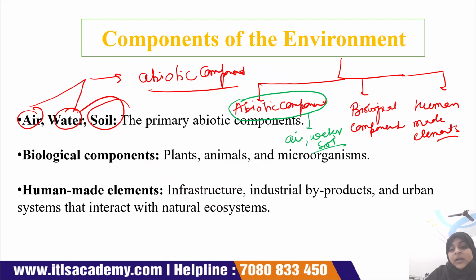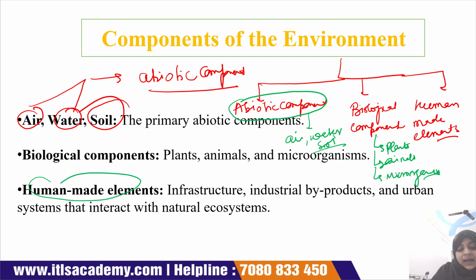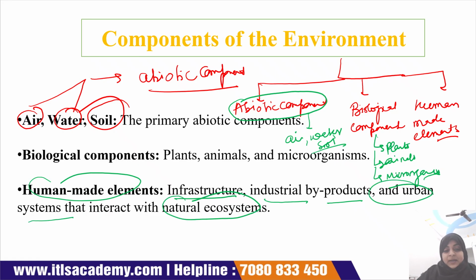Next is biological components, which consist of plants, animals and microorganisms. And human made elements consist of infrastructure, industrial byproducts, and urban systems which interact with the natural ecosystem. So this is about the components of the environment.